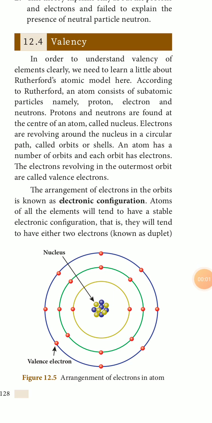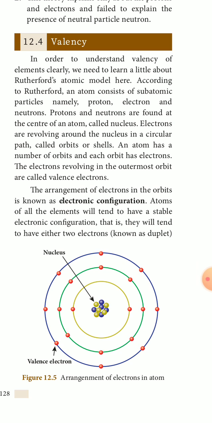Students, today we are going to continue the lesson of atomic structure. The next subtopic is valency. In the previous class I told that protons and neutrons, see in this figure itself, that blue and green color, they are the protons and the neutrons.